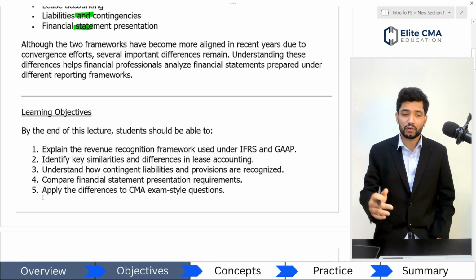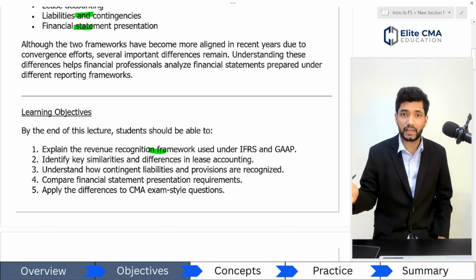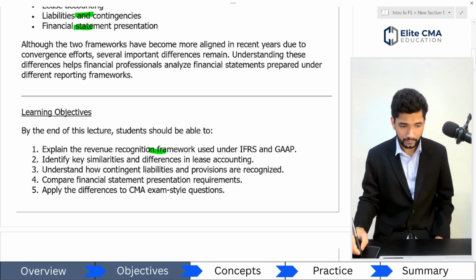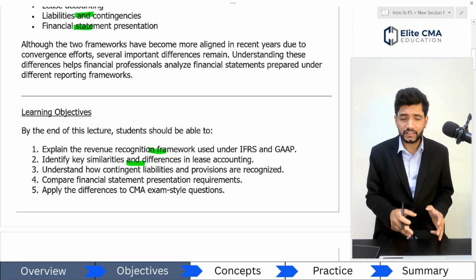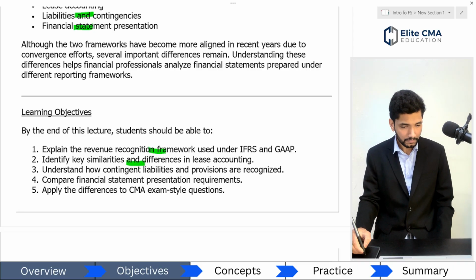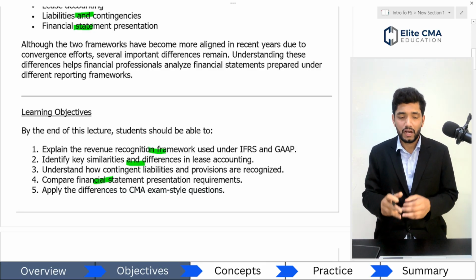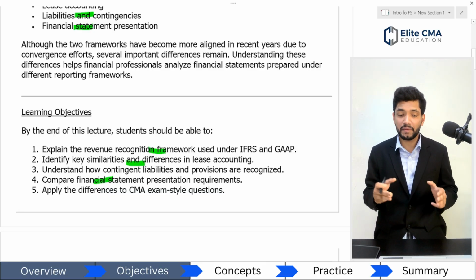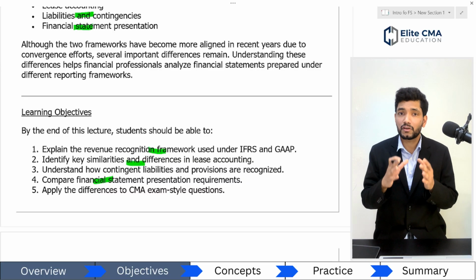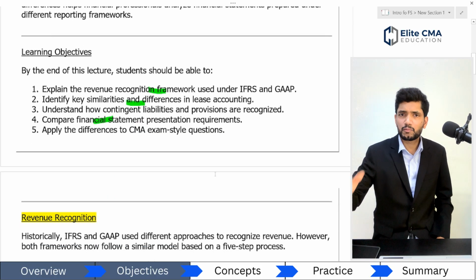The key learning objectives of today's discussion are: explain the revenue recognition frameworks under IFRS and US GAAP; identify the similarities and differences in lease accounting; understand how contingent liabilities and provisions are recognized in IFRS and US GAAP; compare financial statement presentation requirements; and also apply these differences to CMA exam style questions. So let's move into the discussion.